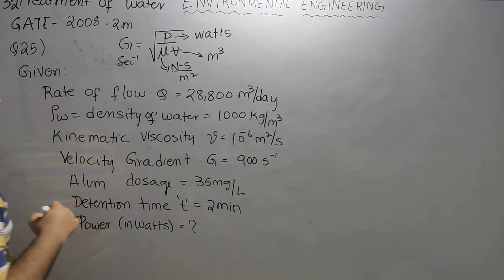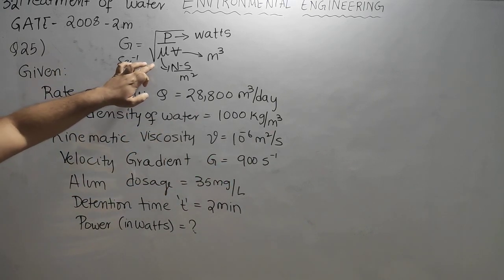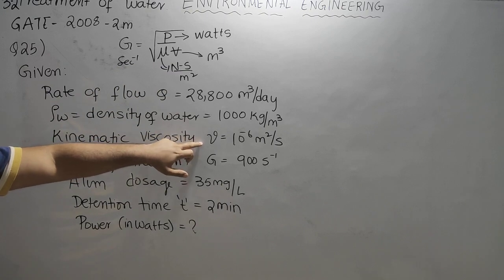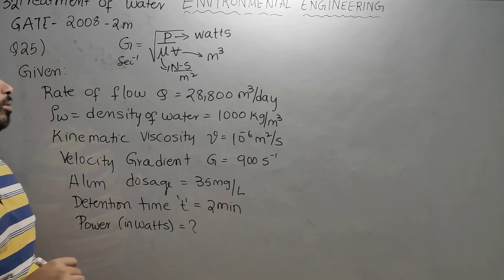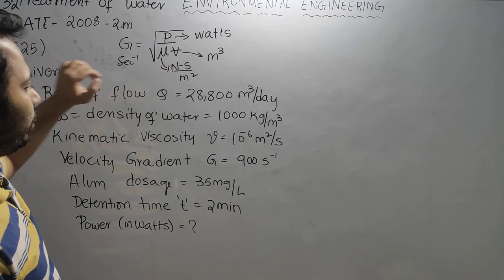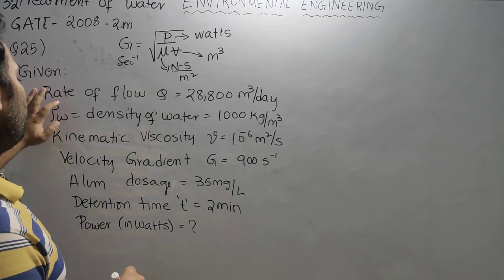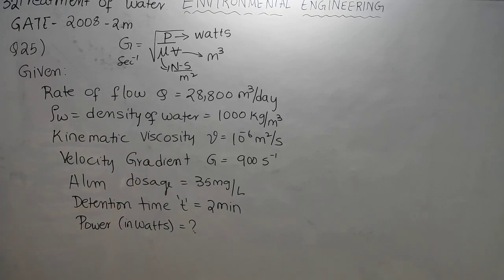Now we know G; the G value is given here. The mu value is not given directly, nu was given. We need to convert this nu into mu. And one more thing, volume V is also not directly given, so we need to determine the volume using the rate of flow and detention time. From there volume will come. So first let us find the dynamic viscosity mu.